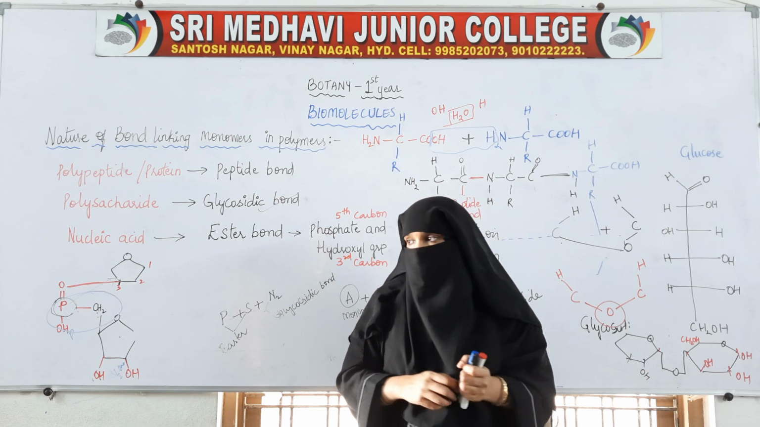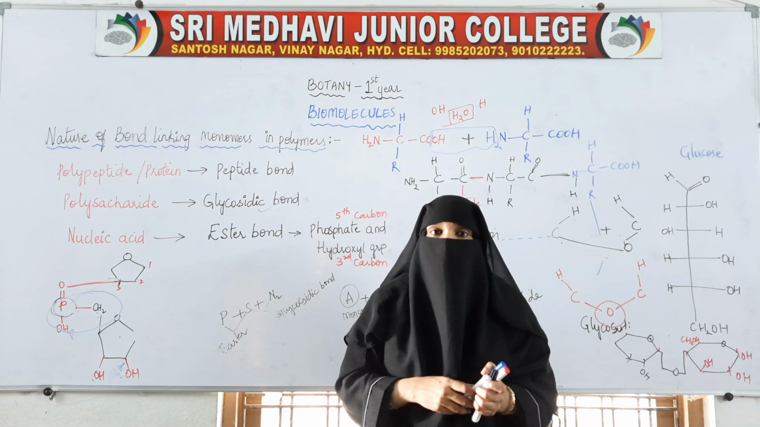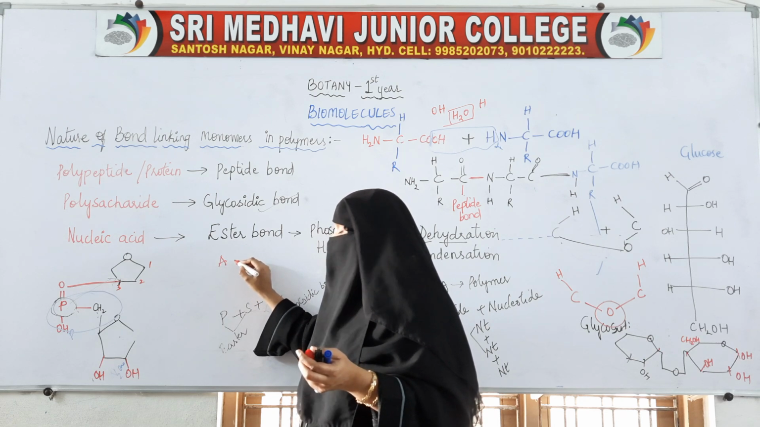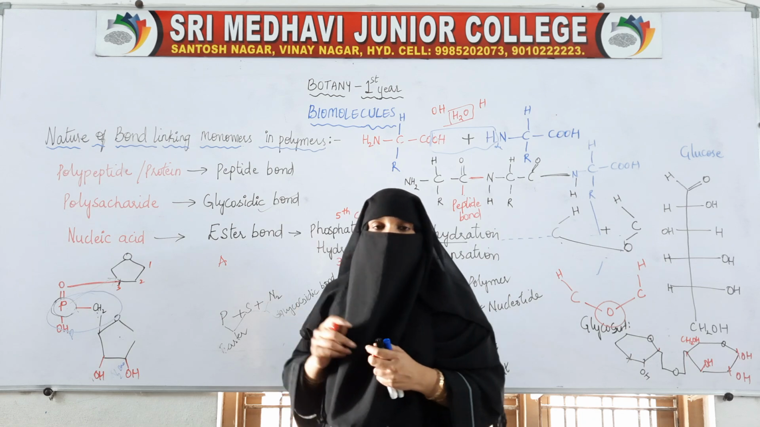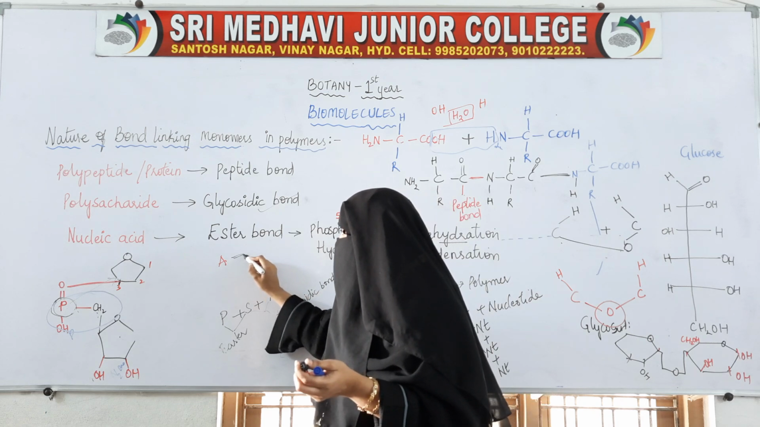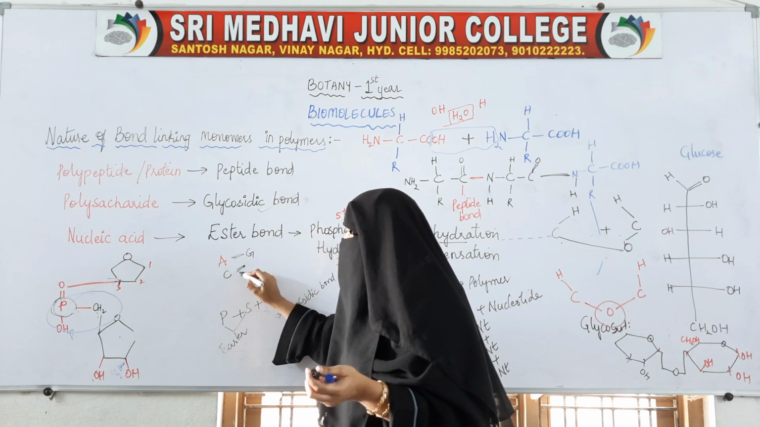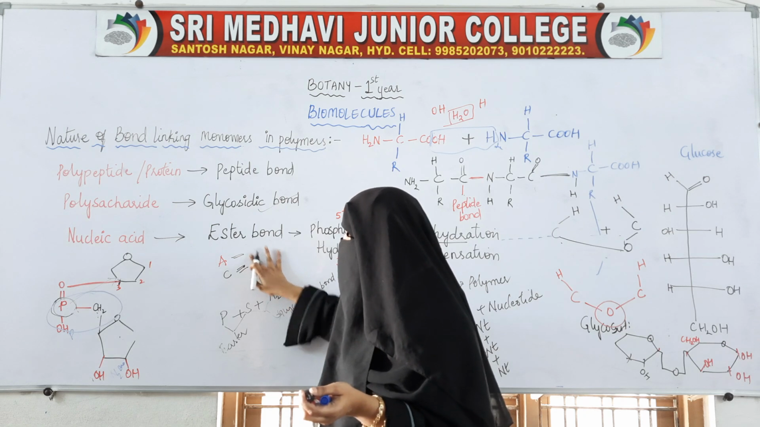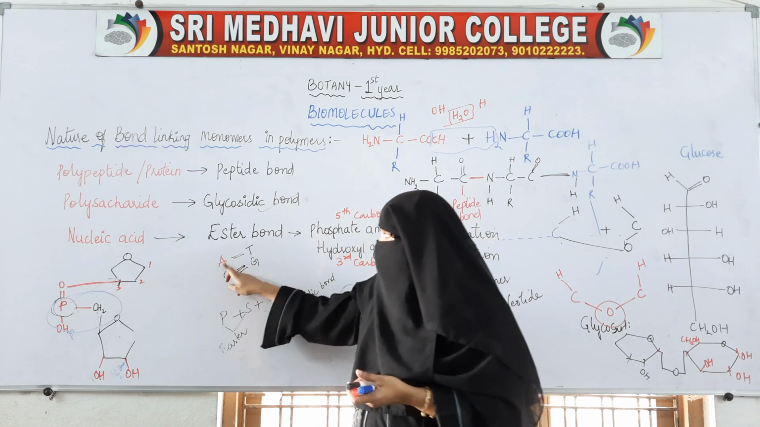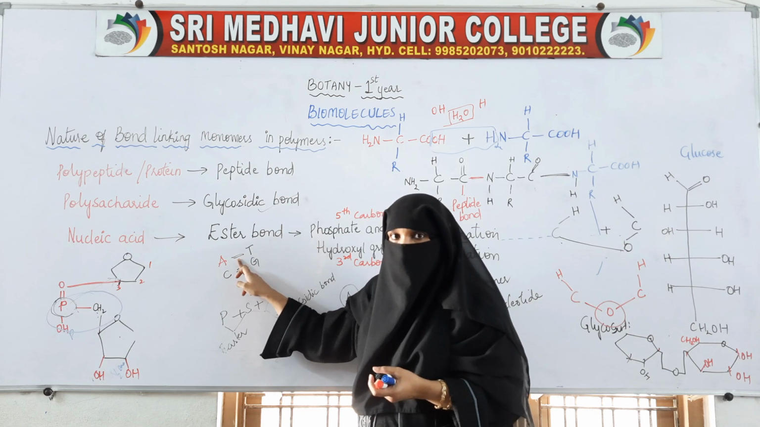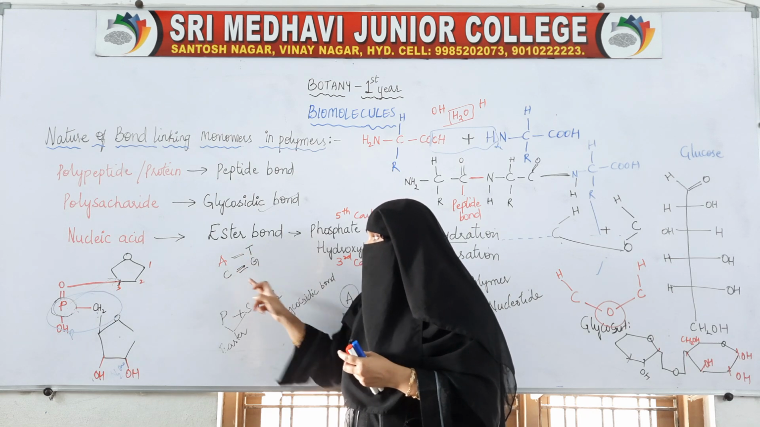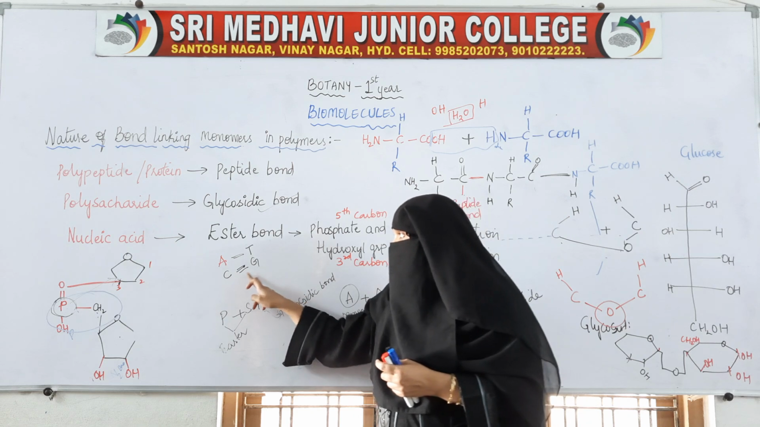Okay. Apart from these 3 bonds, hydrogen bonds are also present in nucleotides. Hydrogen bonds will be there, because I told you adenine, guanine, cytosine, thymine. These are the 4 nitrogenous bases of DNA. So adenine always combines with thymine, cytosine always combines with guanine. So these combine with hydrogen bonds. 2 hydrogen bonds join adenine and thymine, and 3 hydrogen bonds join cytosine and guanine.